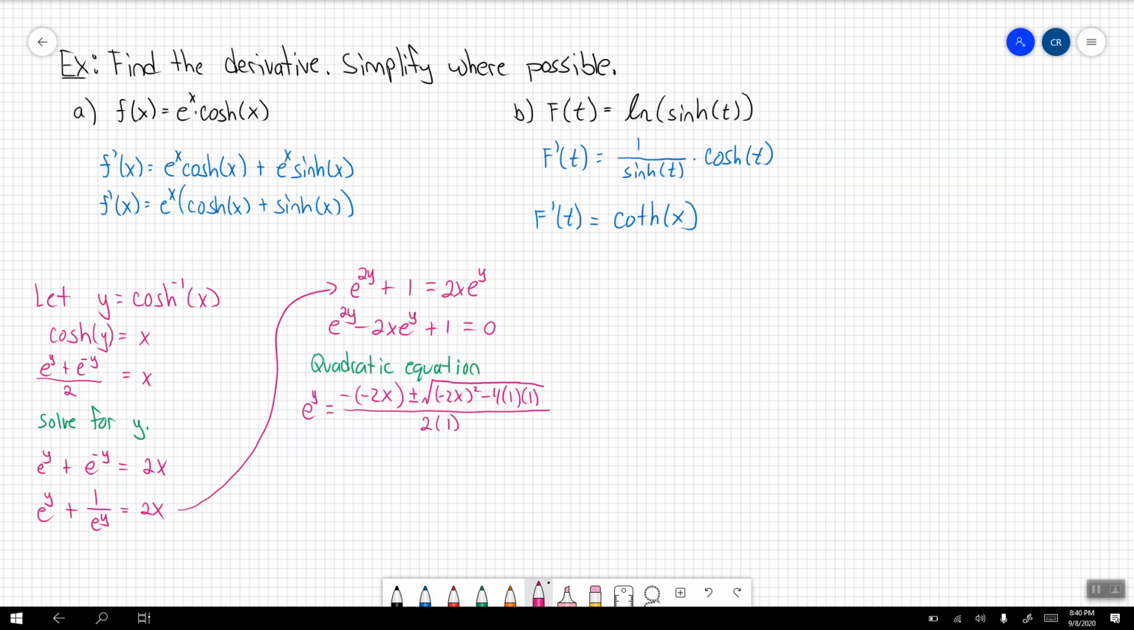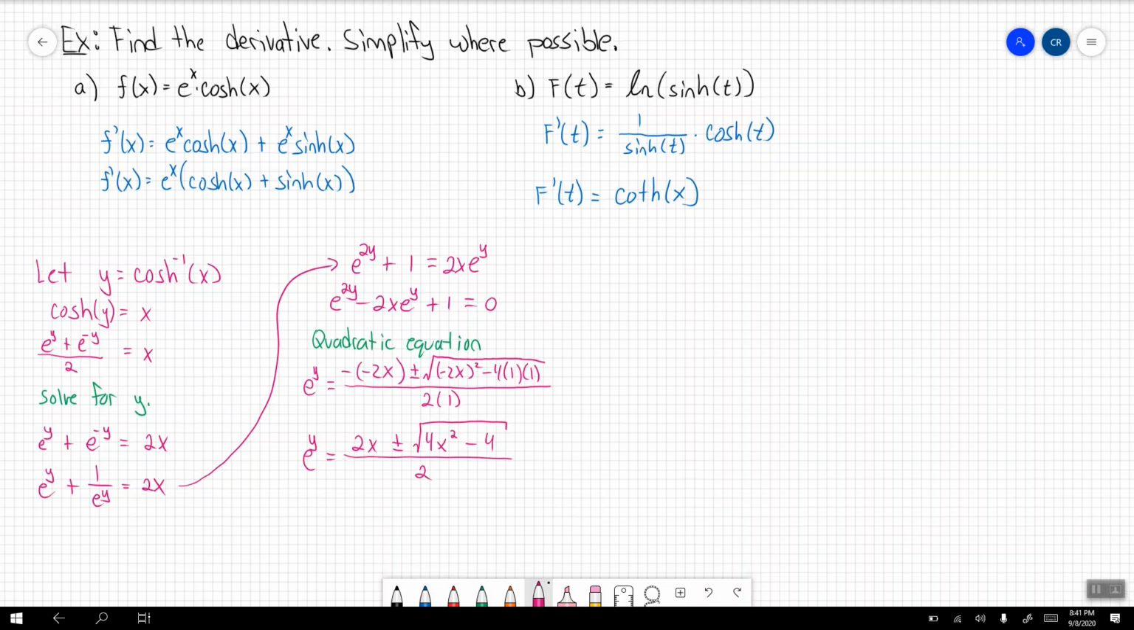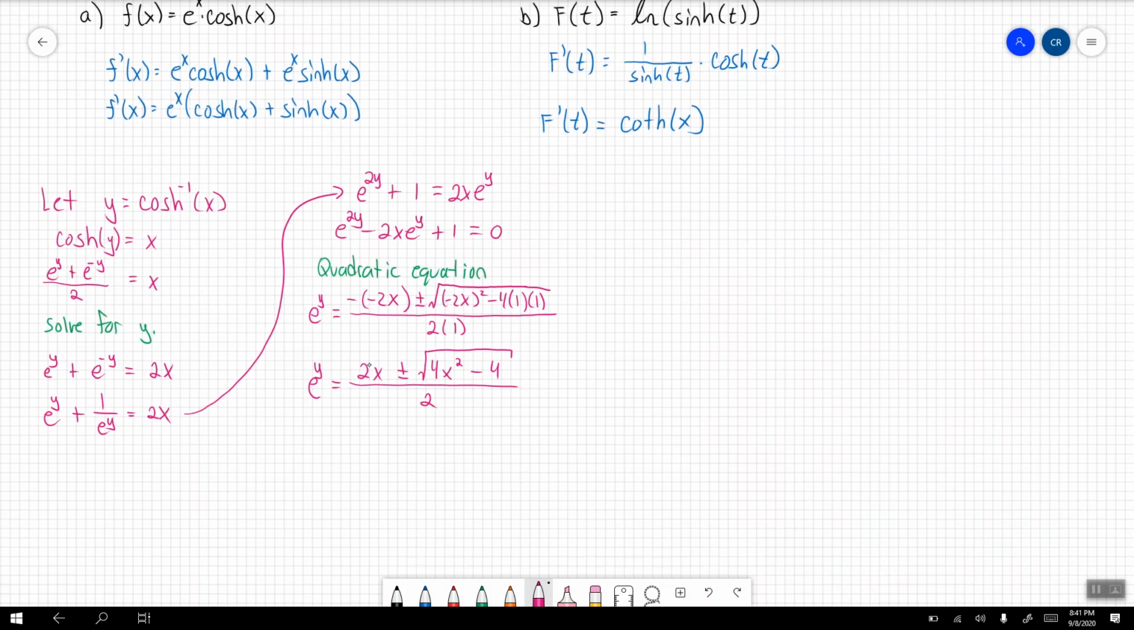Perfect. So now let's simplify this a little bit more. e to the power of y is equal to 2x plus or minus the square root of 4x squared minus 4, all divided by 2. Notice the radicand can factor a 4, so we go ahead and factor out that 4. When that happens, the whole numerator has a factor of 2, and the denominator has a factor of 2, which naturally means that we get x plus or minus the square root of x squared minus 1.